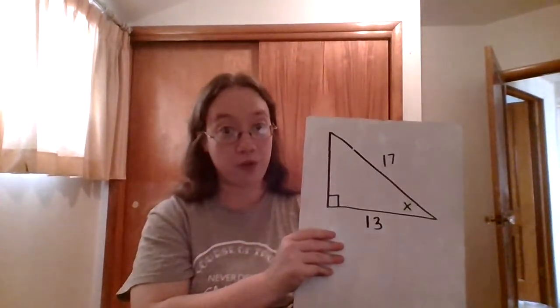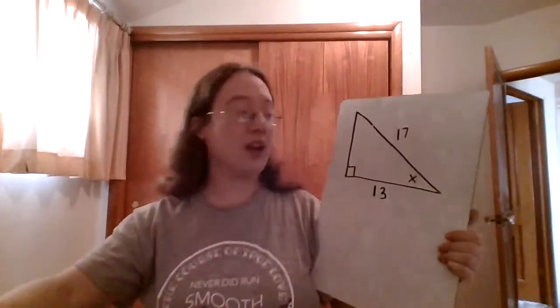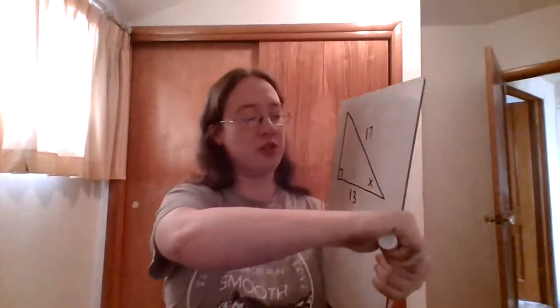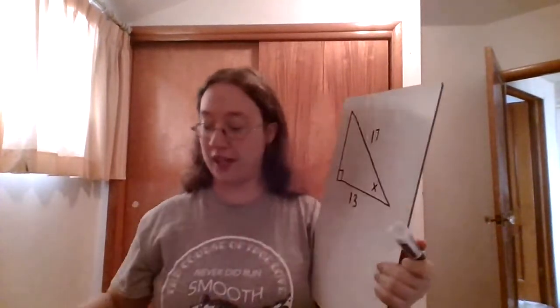So, more trig. And what we're looking at today is, last time we were looking at using our sine, our cosine, and our tangent to find sides of our triangles. Now we're going to be using them to find the angles. Okay, but we're still doing the same sort of thing. We're just going to have an extra step at the end.